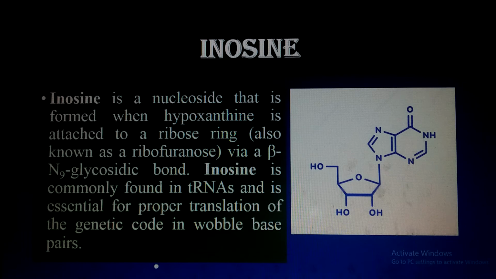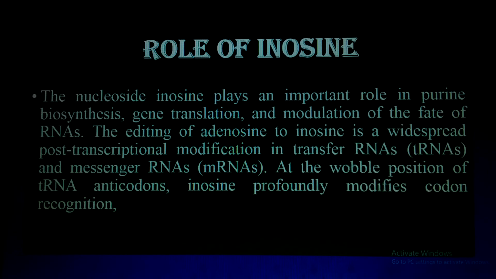Glycosidic linkages. So, inosine is commonly found in the transfer RNA and is essential for the proper translation of the genetic code, meaning the code responsible for the codon degeneracy in the Wobble base pairs. Is it clear? Okay. Now the role of inosine. Why it is important and how the inosine modification occurs and at what stage of the transcription. The nucleoside inosine plays an important role in purine biosynthesis. Must keep it in your mind. Inosine is responsible for purine biosynthesis, purines adenine and guanine. Is it clear? And also for gene translation, modulation of the fate of the RNAs.